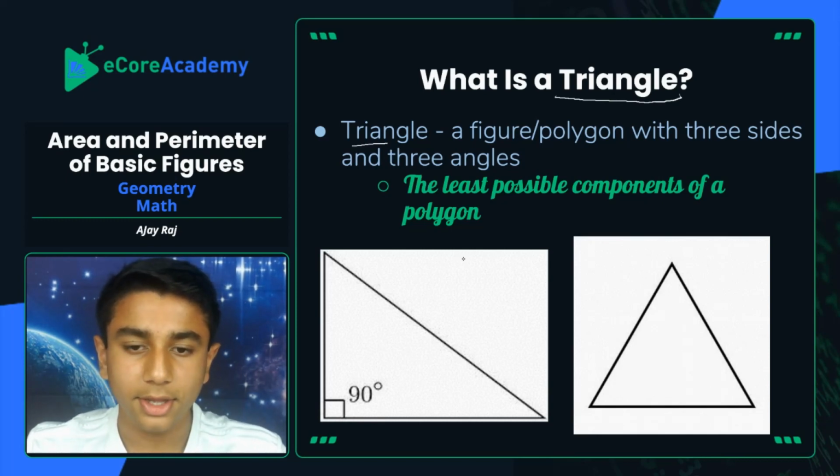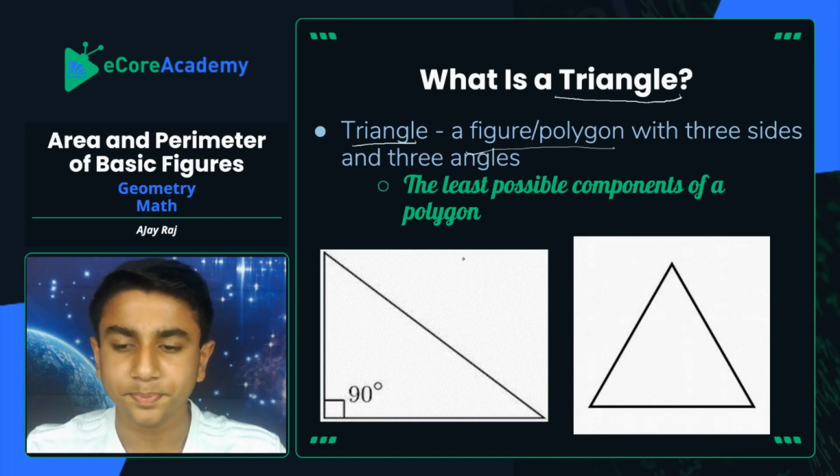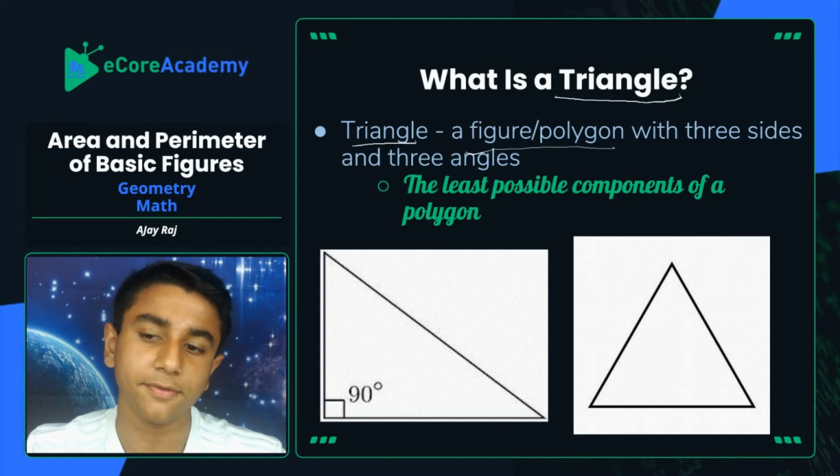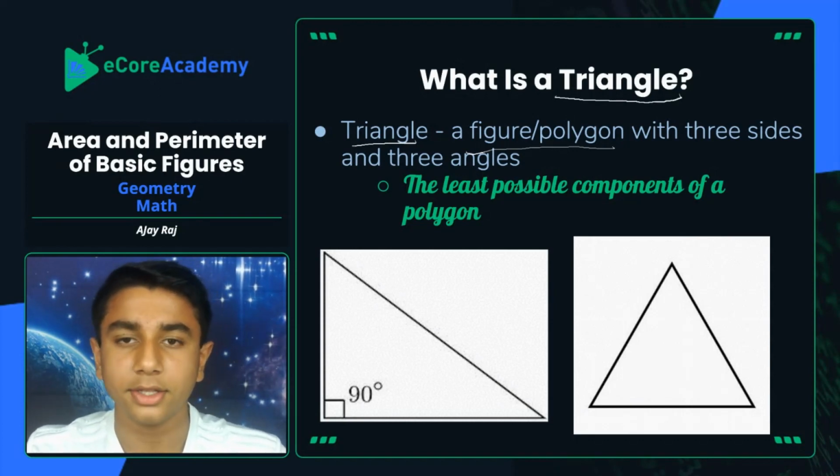So a triangle is a figure or a polygon. Like I said before, a polygon has all sides made up of lines and vertices. It's a closed figure made up of lines and vertices.